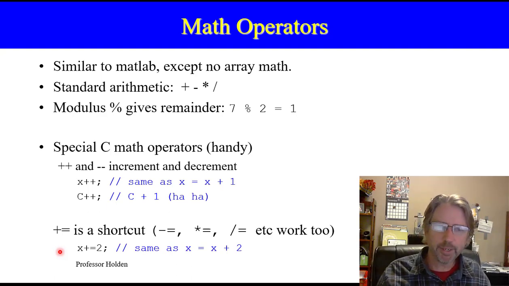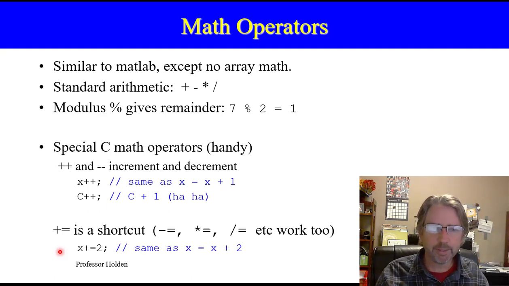Okay, so now we're going to get into the math in C. Math in C, most everything is just like MATLAB: plus, minus, multiply, divide. It doesn't do the array math that MATLAB does, but scalar math looks exactly the same. The percent in C is the modulus, so it'll give the remainder. So if you divide 7 by 2, you get 3 with a remainder of 1.